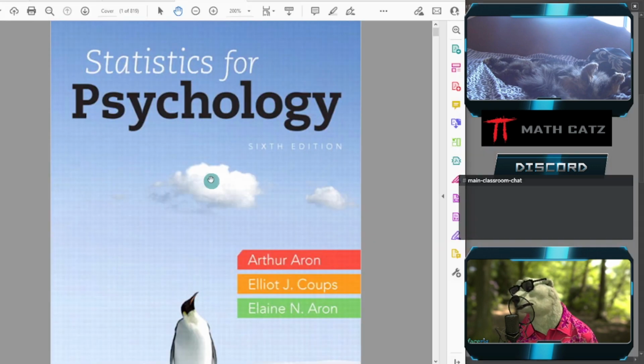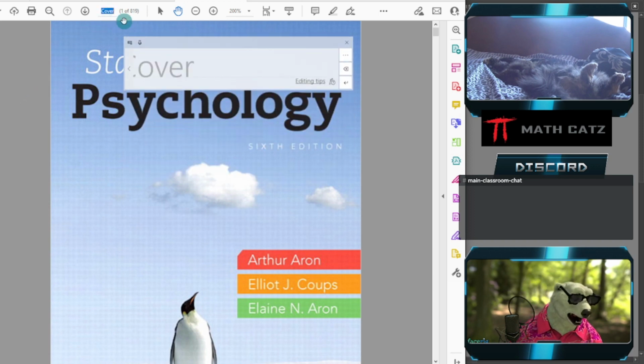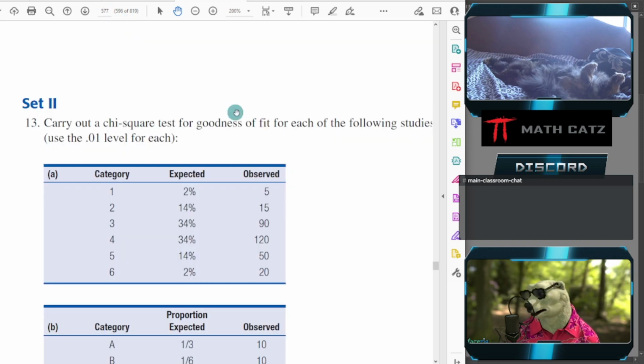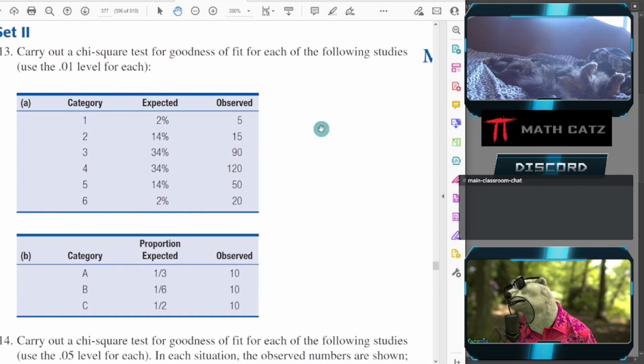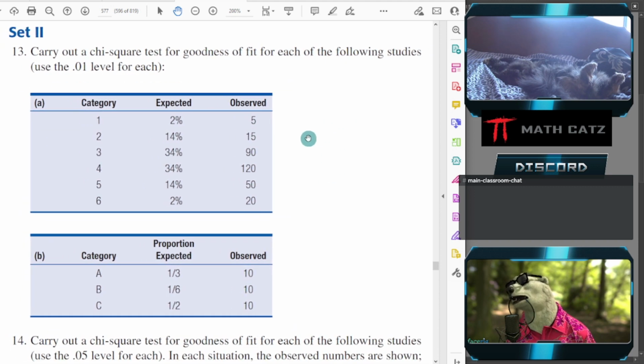So let's go to our favorite book, Statistics for Psychology. We're going to be on page, I think, 577, and just do a basic number 13 here. Carry out a chi-square test for goodness of fit for each of the following studies, and we'll just do the first one. So they don't tell us the whole story, just to keep things nice and simple.